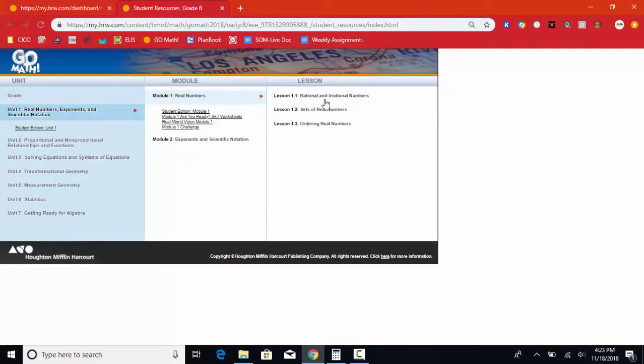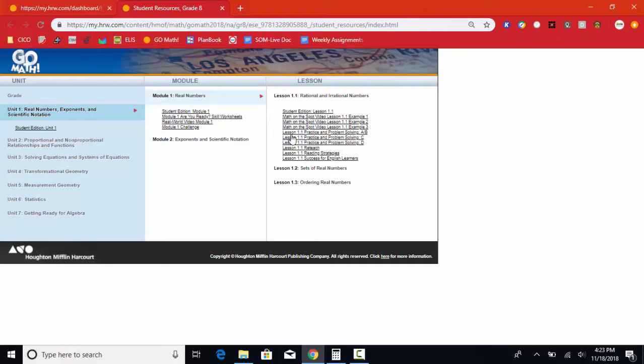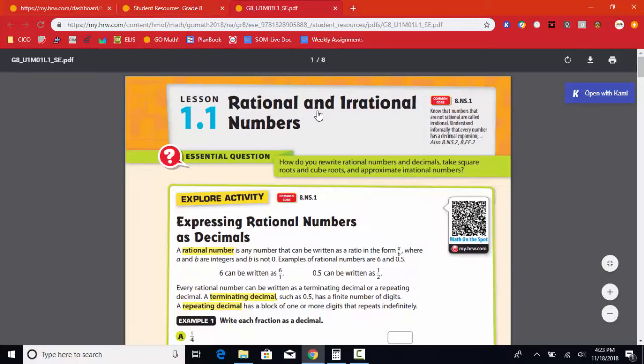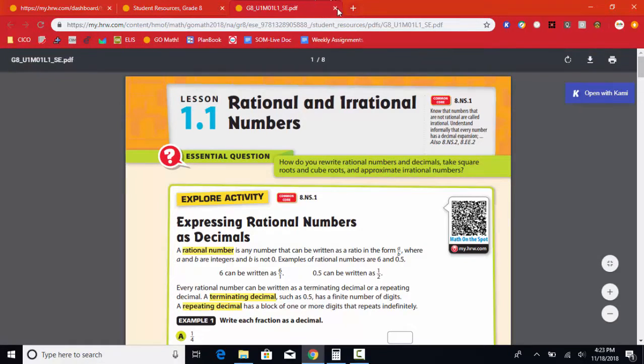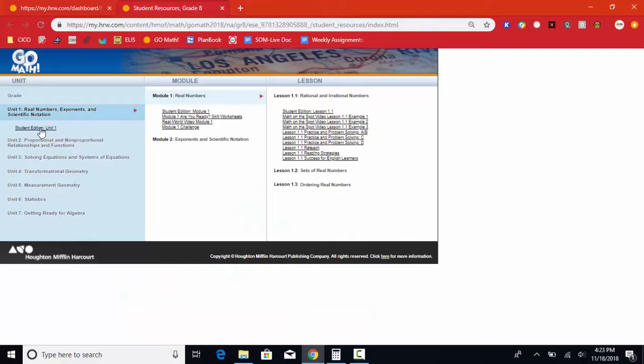Then, if we come over to lesson, it broke down Module 1 into Lesson 1, 2, and 3. There are 3 lessons in Module 1. If we go to Lesson 1, here we just have the student edition for just Lesson 1, which is 8 pages. Instead of printing off all the pages of the student edition for Unit 1, which was 72 pages, you can hit Student Edition Lesson 1, and you only have 8 pages.